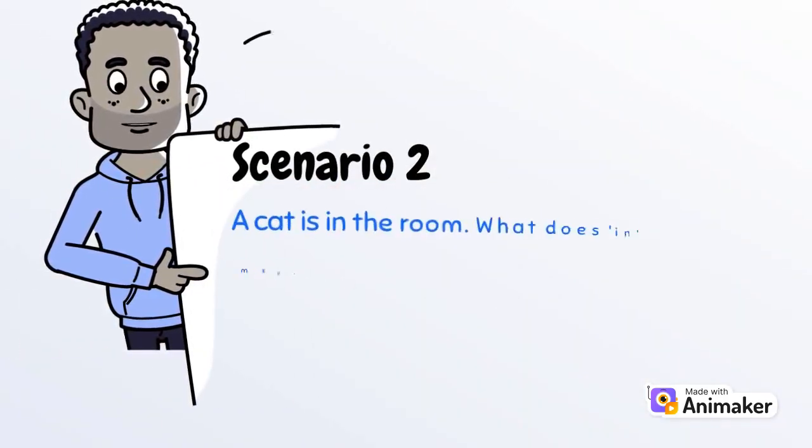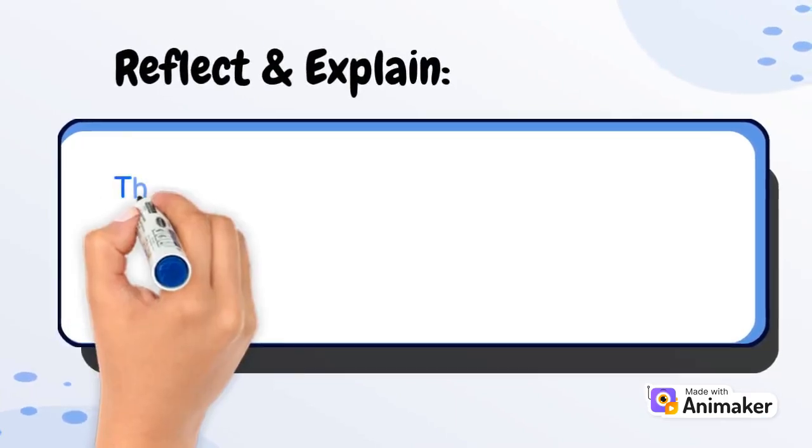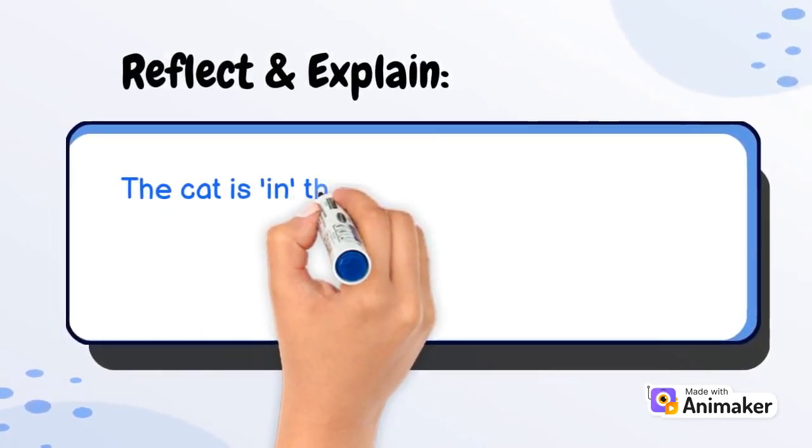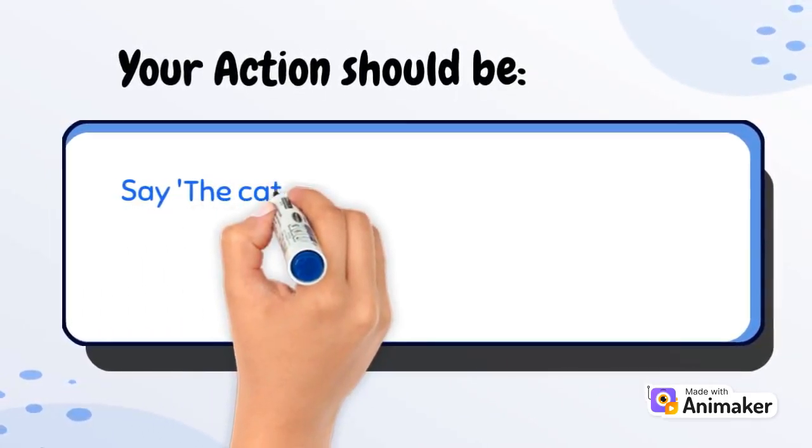A cat is in the room. What does in mean? Reflect and explain. The cat is in the room. Your action should be, say the cat is in the room.